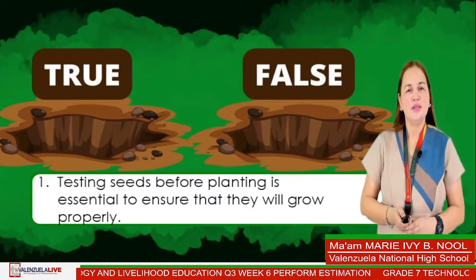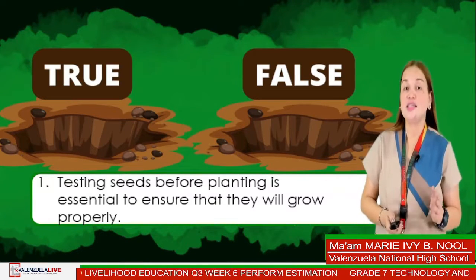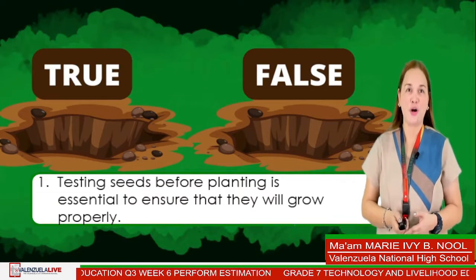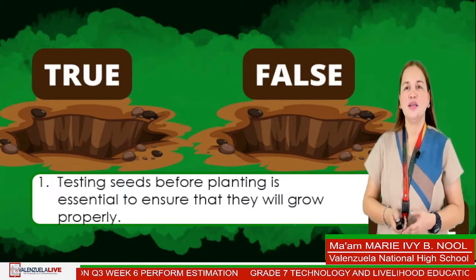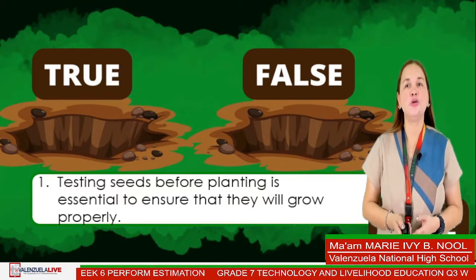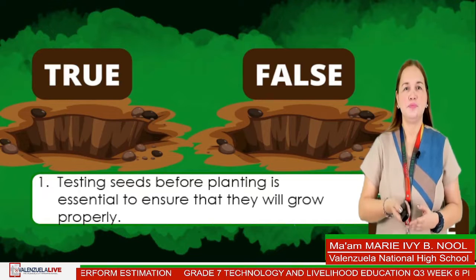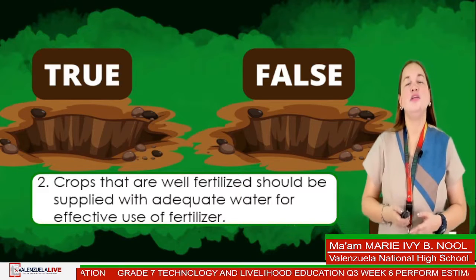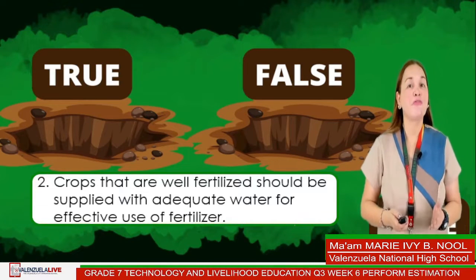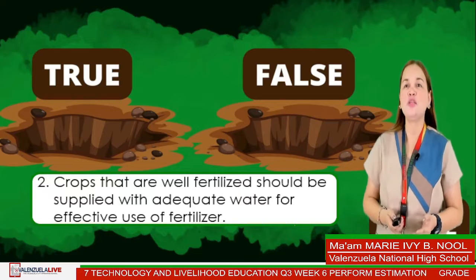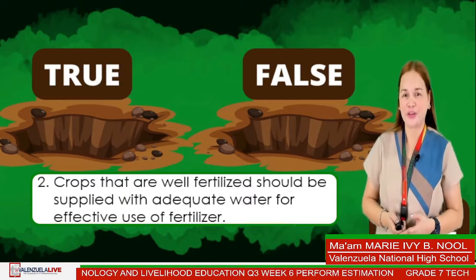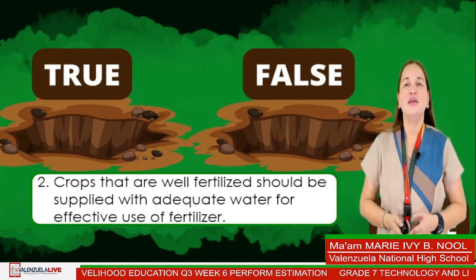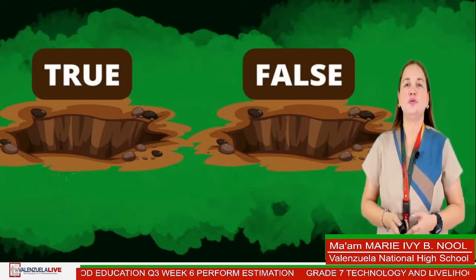Number 1. Testing seeds before planting is essential to ensure that they will grow properly. True or false? The answer is true. Number 2. Crops that are well fertilized should be supplied with adequate water for effective use of fertilizer. Is it true or false? The answer is true.